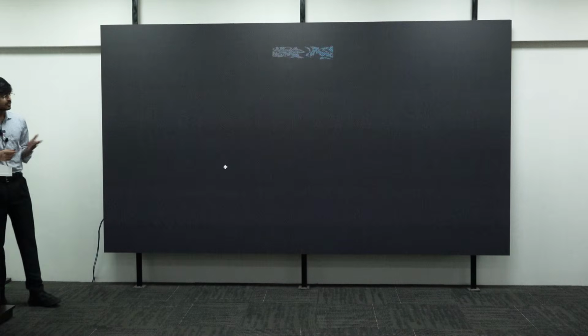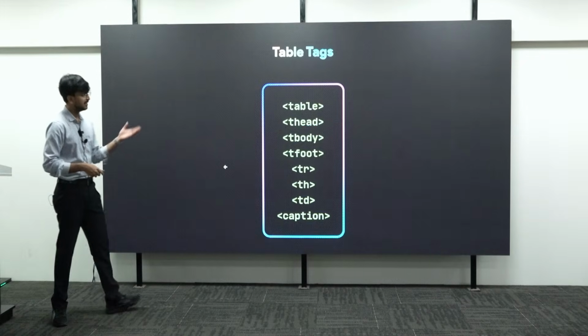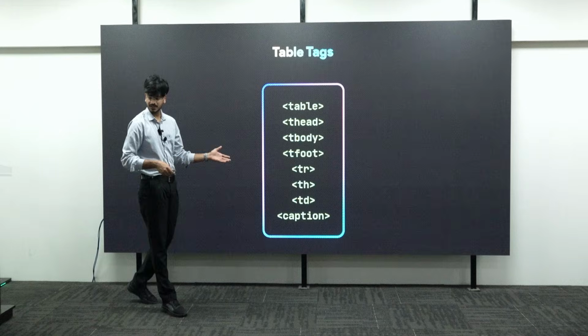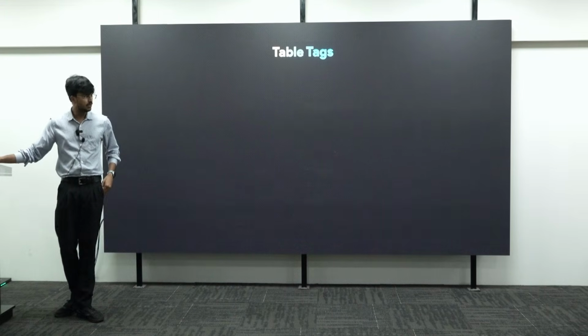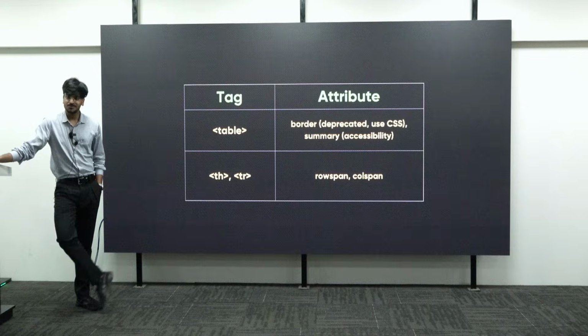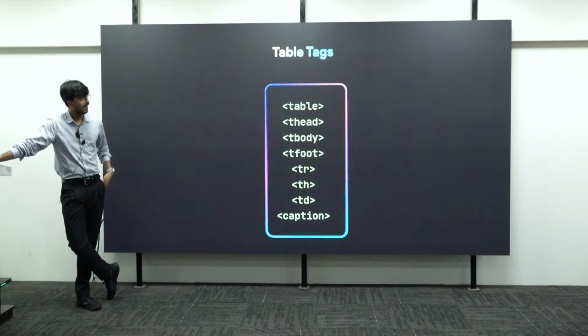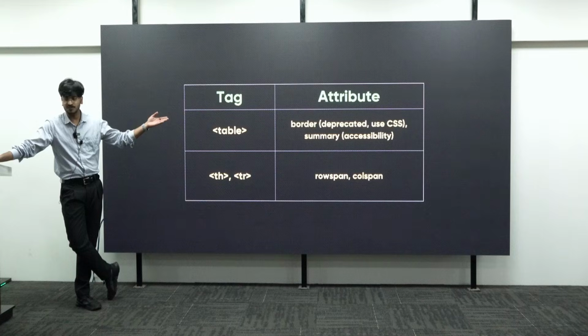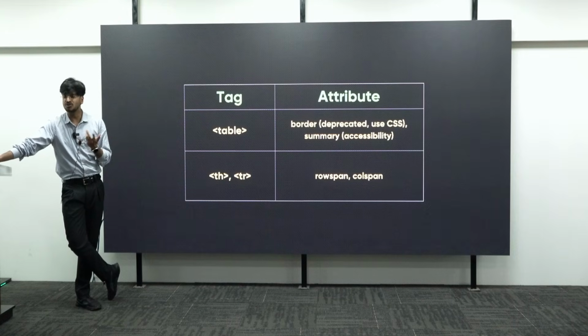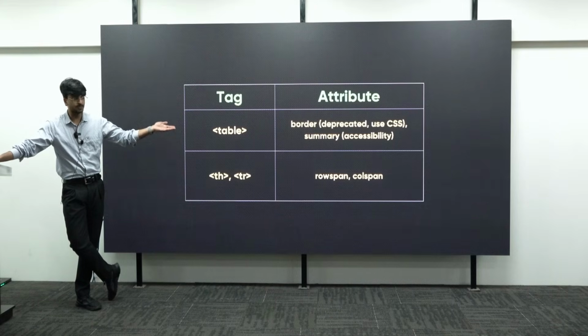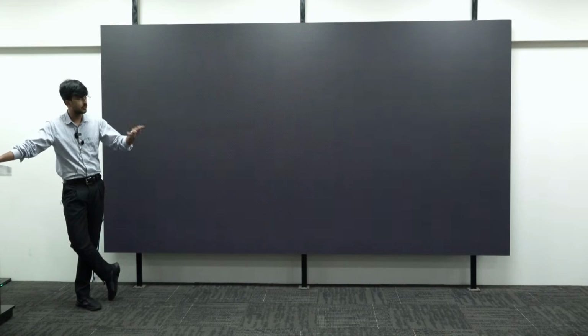Observe. In tables, we have seen the table tag, all these revisions we did yesterday, last time, right? Yes or no? What are the different attributes also, I hope we have seen? Border is deprecated, you should not use it. CSS has a better option. Next, TH and TR, row span, column span, that's it. This is all about your table.